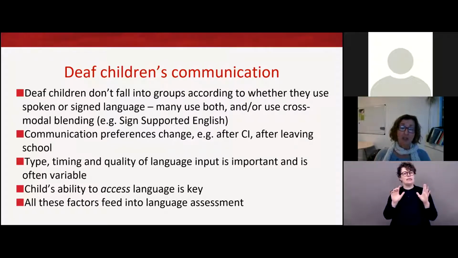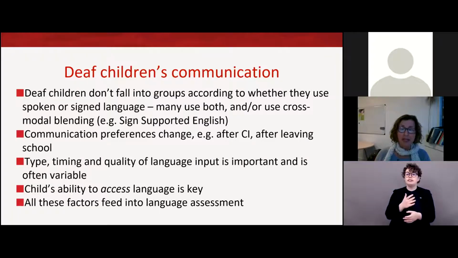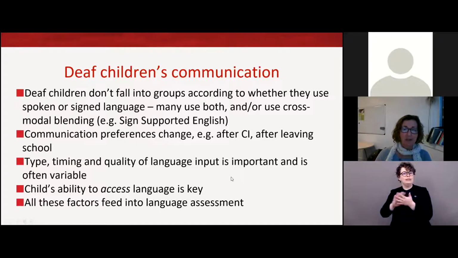And indeed, children's communication preferences change as time passes. For example, a child who was a strong signer may get an implant and then transition to use more spoken language. Or a child who's used spoken language at school may encounter the deaf community later on in their teens or in adulthood, and then develop a preference for sign language. So children's preferences change, and children use varying combinations of signs and spoken language. We need to be alert to this when we carry out assessments.